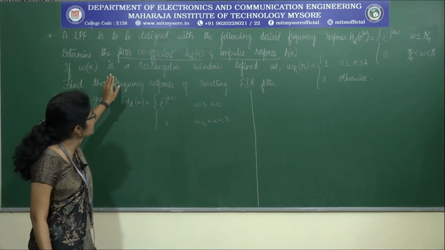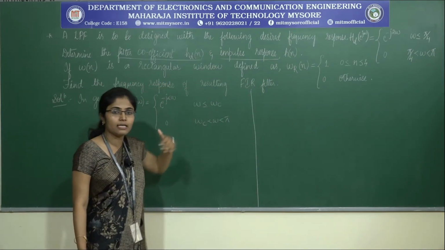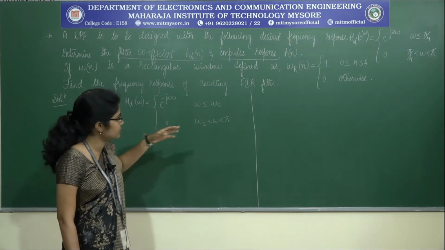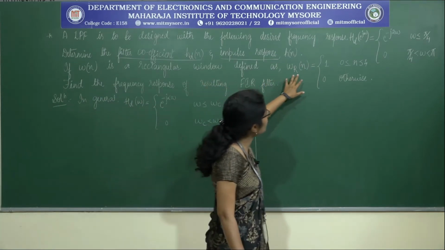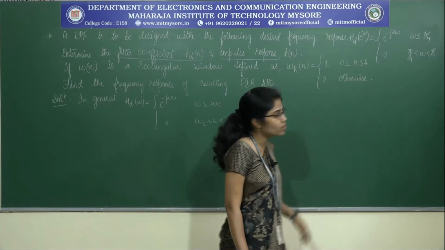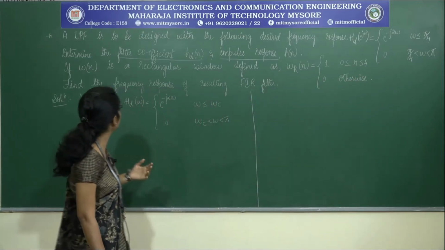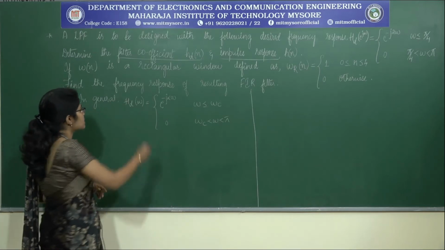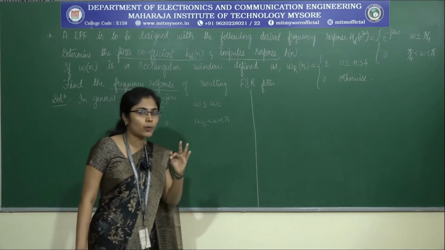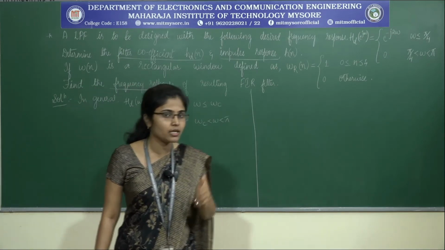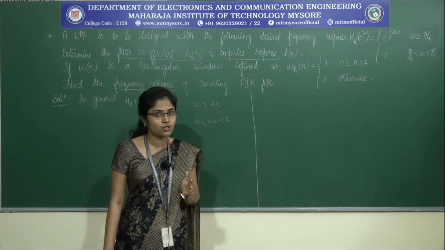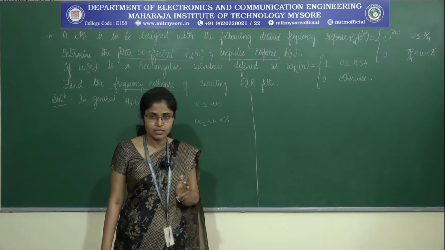If omega of n is a rectangular window, so they are telling us to use a rectangular window for the purpose of designing an FIR filter, which is defined as omega r of n which is equal to 1, where the range of small n is from 0 to 4 and it will be 0 in the rest of the condition. So find the frequency response of the resulting filter. So that is, they are telling us to find out three quantities. The first quantity is Hd of n, the second quantity is h of n, and finally it is H of omega, that is the frequency response.